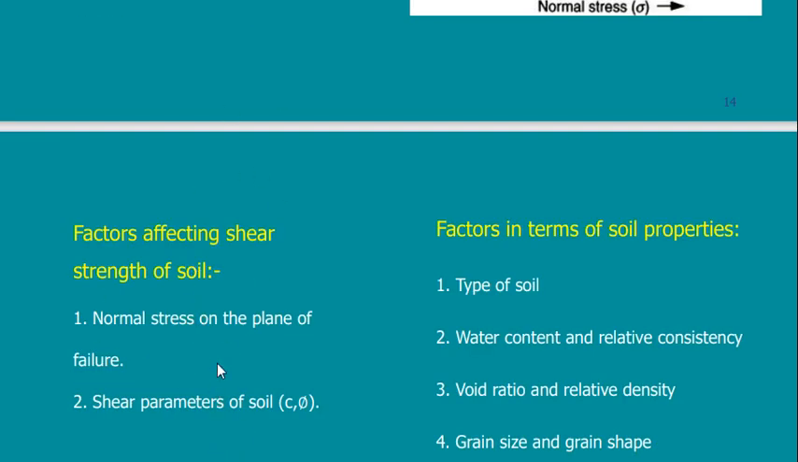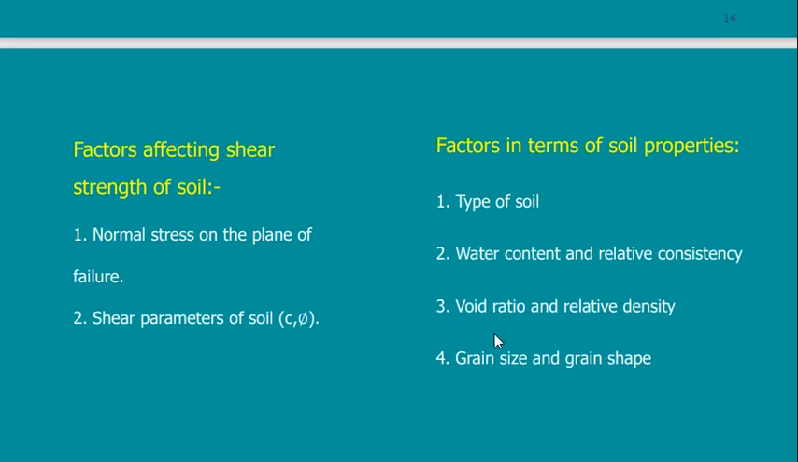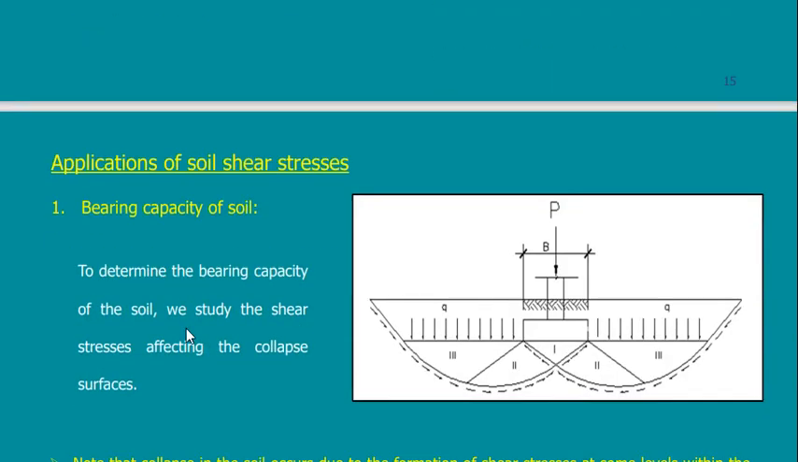Okay, take these and try to put them into soil properties. Type of soil affects C and phi. Water content and relative consistency affect C and phi. Void ratio and relative density also affect C and phi. Grain size and grain shape affect C and phi. It means that all of these are parameters that we have studied before in previous chapters. Then these parameters can affect the value of C and phi, so they affect the shear strength of the soil.